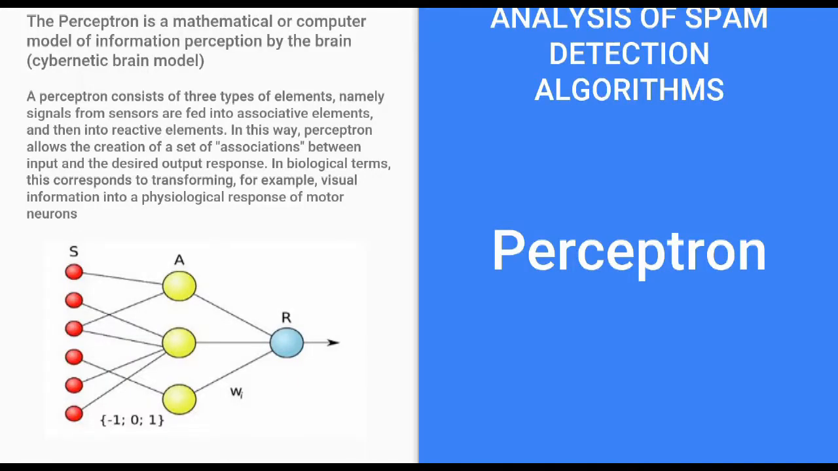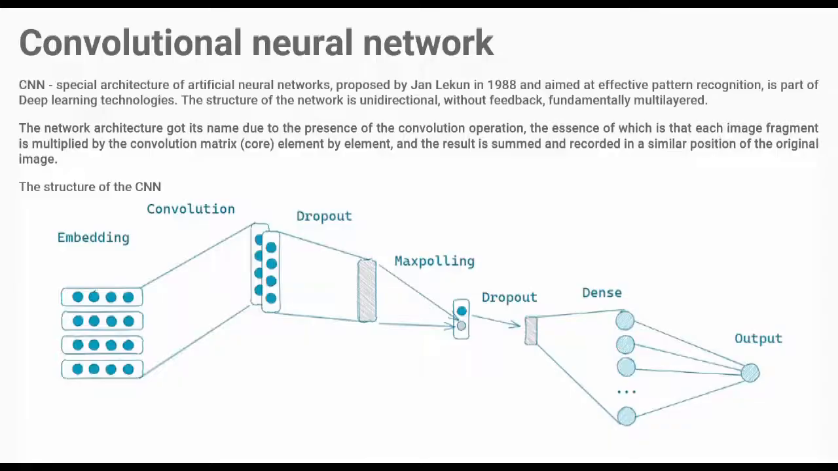The third algorithm is a Perceptron. It is a computer model of information perception of the brain. It consists of three types of elements: signal, sensor, and corrective elements. It literally sets the association between inputs and outputs.